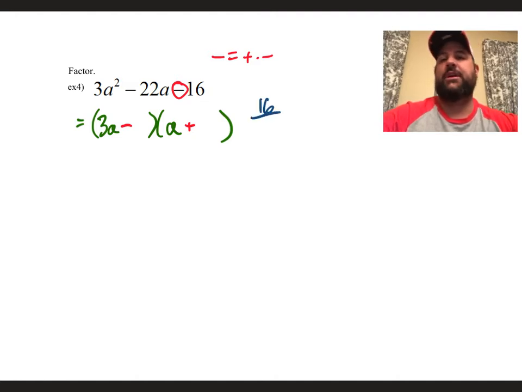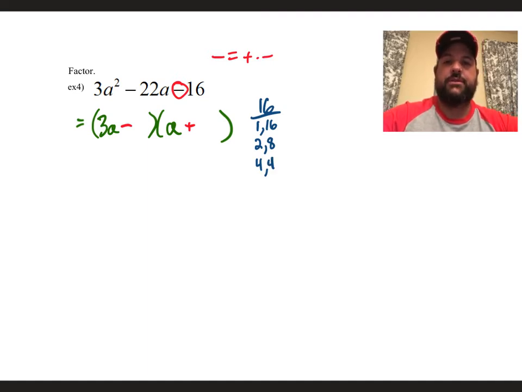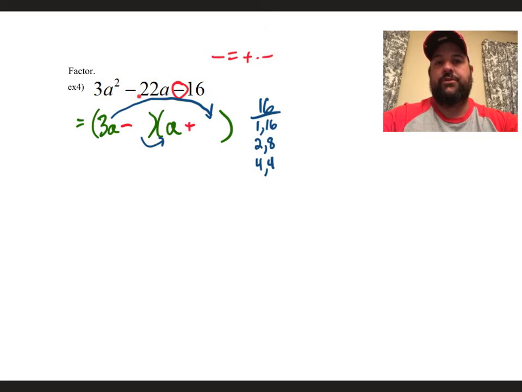Meaning I need factors of 16. So I could use 1 and 16. I could use 2 and 8. I could use 4 and 4. So if I'm looking at those, I could either just start plugging them in and see what happens, or I can try and think ahead. Again, the shortcut is I know that one of these things is going to be multiplied by 3a. So if I look at my list of factors here, which one of these numbers when I multiply it by 3 gets me kind of close to my middle term, which would be 22? If you said 8, you would be correct.